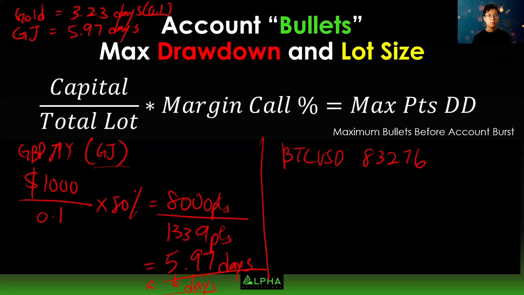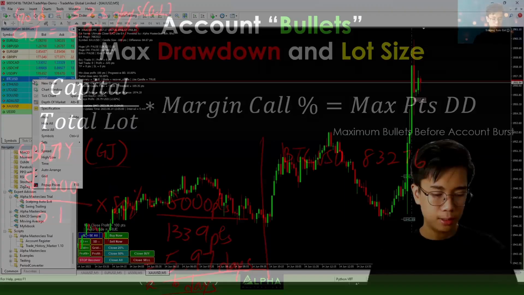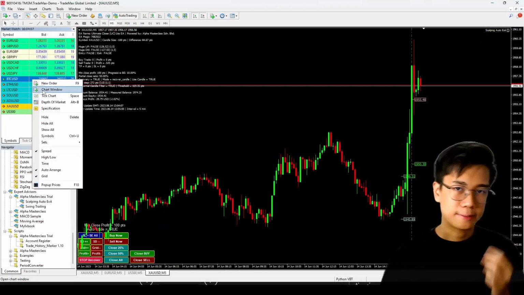Because Bitcoin calculation is slightly different compared to Forex, the difference is just a multiplier. Because different brokers and different exchanges on crypto are not yet centralized, you have to find the number in the broker that you are trading. So right now we are trading Bitcoin.